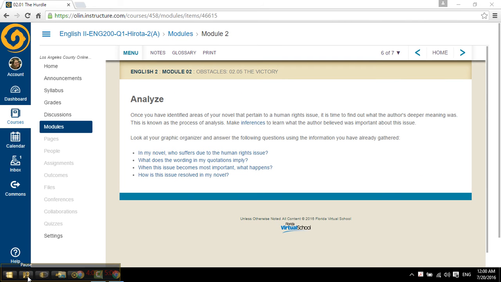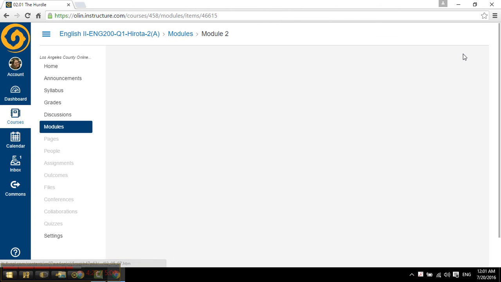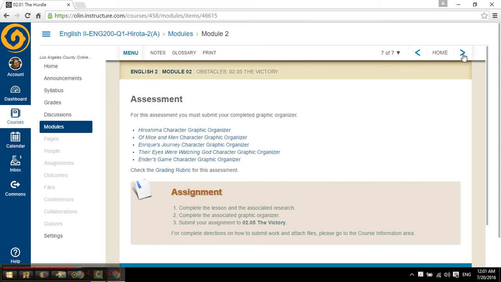Okay, this page is similar to the previous one, but this one is dealing with the analyze part instead of the identify part. So, in my novel, who suffers due to human rights issues? What does the wording in my quotation imply? When this issue becomes most important, what happens, and how is this issue resolved in my novel? So think about that in regards to the book that you have read. You only need to do the one novel.